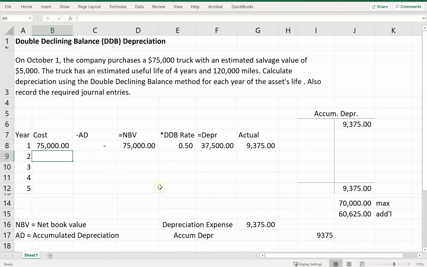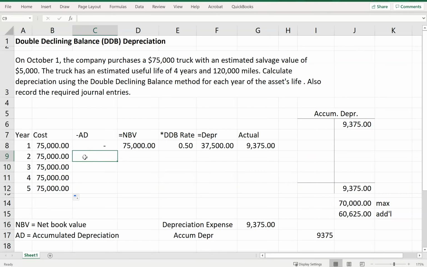So let's do year 2. In year 2, again, we're going to look at the cost of the asset. The cost of the asset never changes. We still paid $75,000. That doesn't change unless you make a significant improvement or something like that. So I can take this $75,000 and carry it all the way down. The cost is the cost is the cost. You paid $75,000 for it. That's the end of the story.